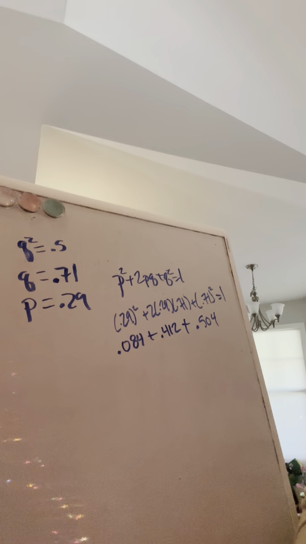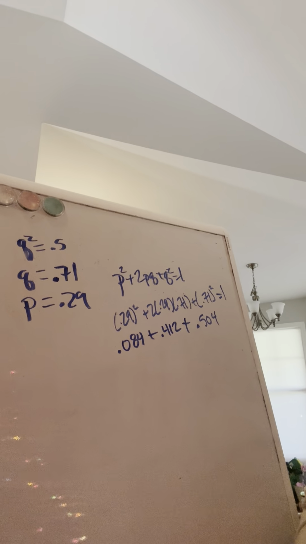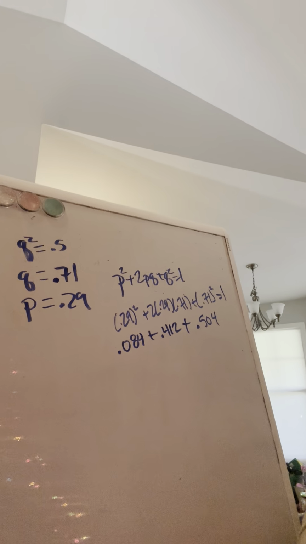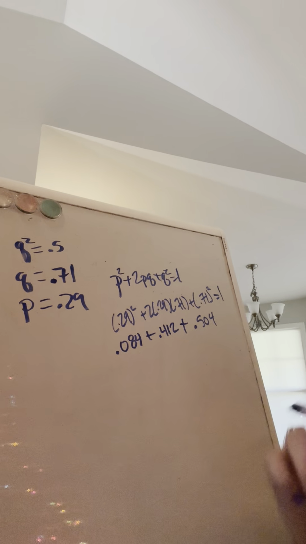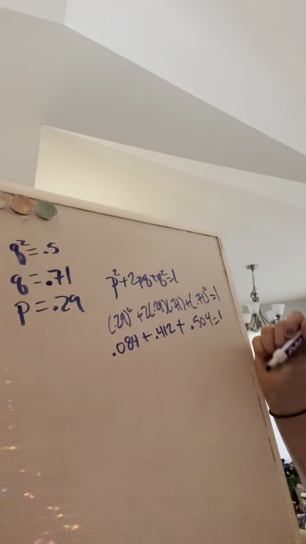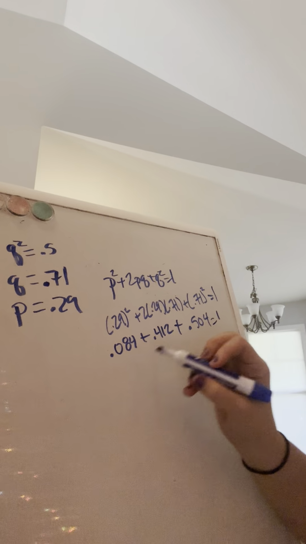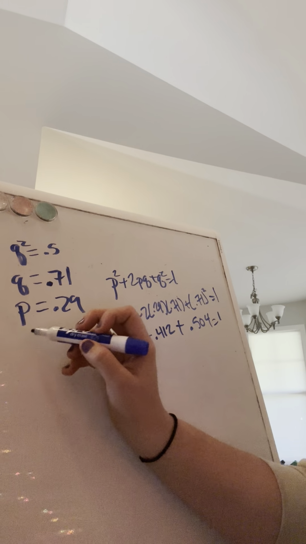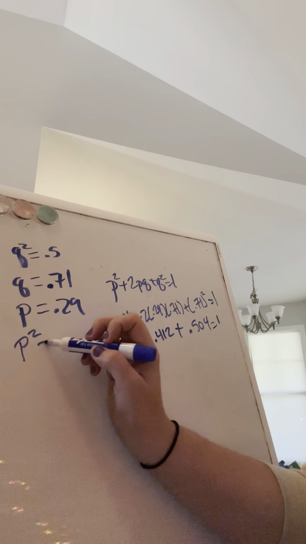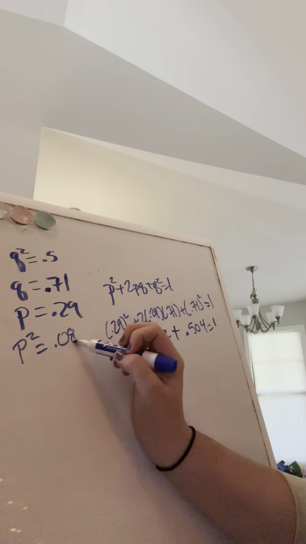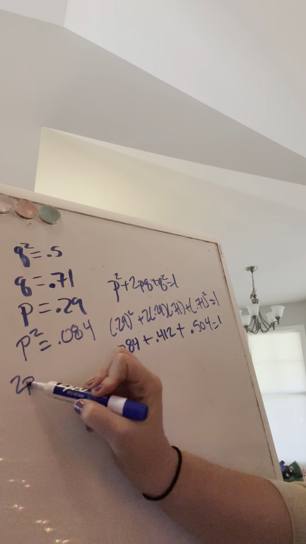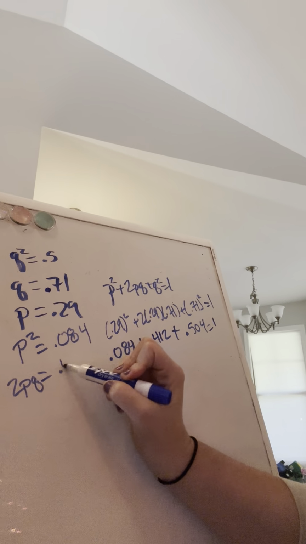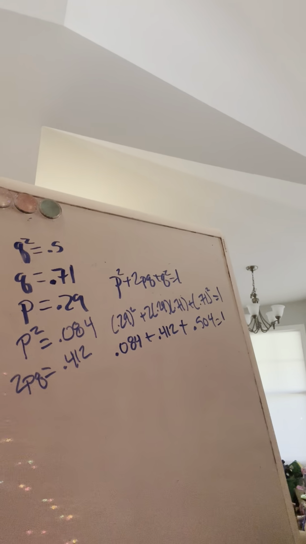0.084 plus 0.412 plus 0.504 equals 1. All right, so p squared is going to equal 0.084. 2pq is going to equal 0.412.